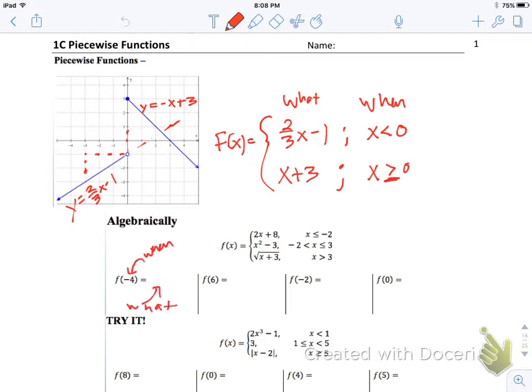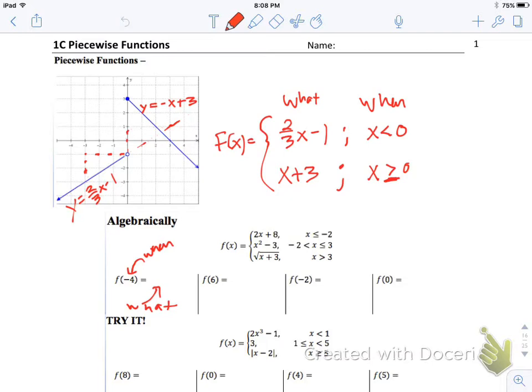Now down below, we can do that here as well algebraically. If I don't even graph it, then when somebody says f of negative 4, and f of x happens to be a piecewise function that you see above there, you think, do I put negative 4 in all of them? No. You never put an input in all of them. If you have a piecewise function, your input never goes into all of them.